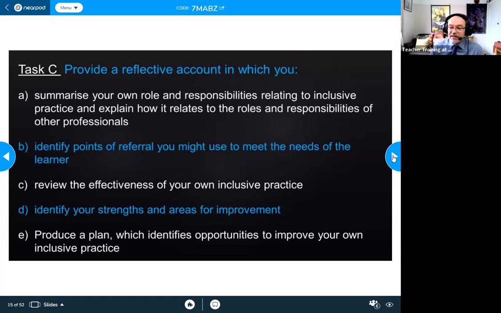And part of reviewing the effectiveness of your own practice will be for you to create a little quiz, a questionnaire, a survey for one of the groups that you teach around your inclusive practice, and use the results of that survey in order to produce the plan. Identify your strengths and areas for improvement and identify the plan to improve. But that's a ways off yet. So there we go. That's the entirety of the unit.